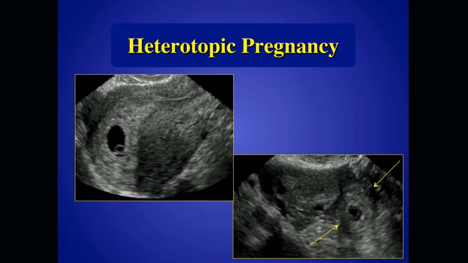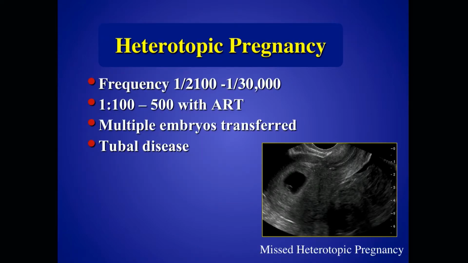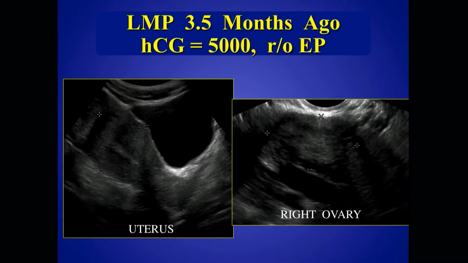Here's another example of a heterotopic pregnancy, and here's a gestational sac in the adnexa. And this is something also to consider in patients who've had assisted reproductive therapy. The frequency was thought to be 1 in 30,000, but now we know it's closer to 1 in 2,000 in patients who do get IVF or IUI because multiple embryos are transferred. So there's a greater risk of having multiple pregnancies, particularly if patients have underlying tubal disease.